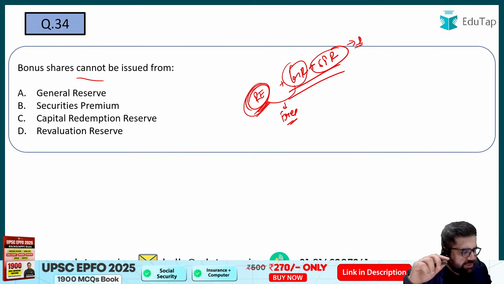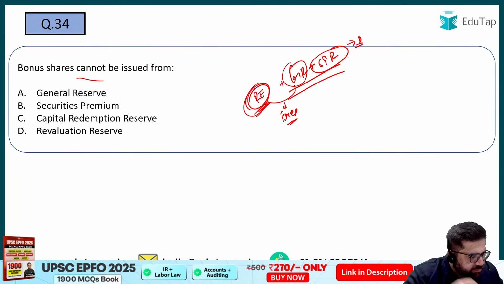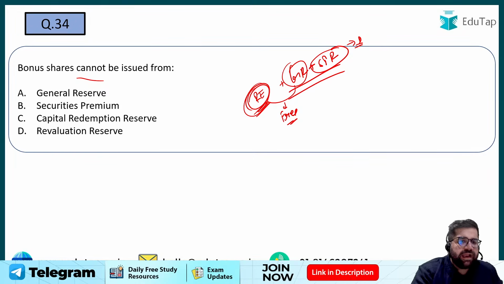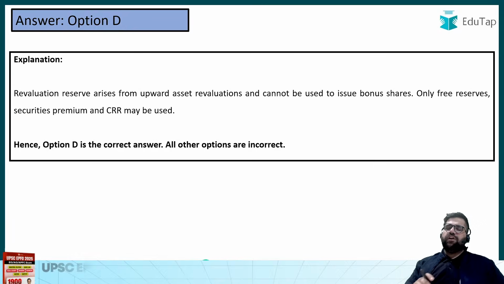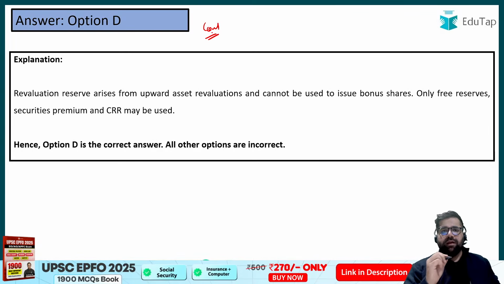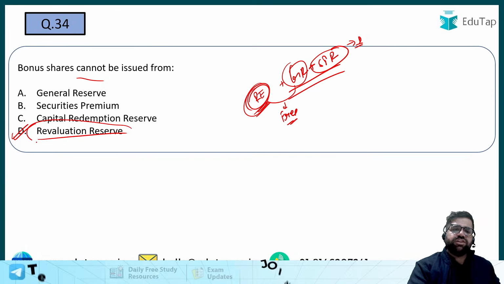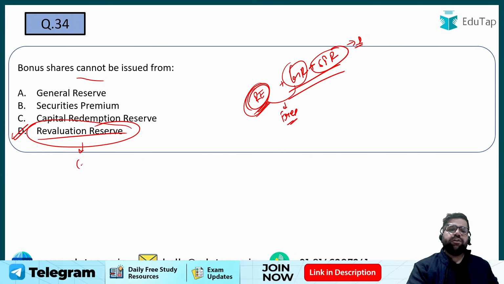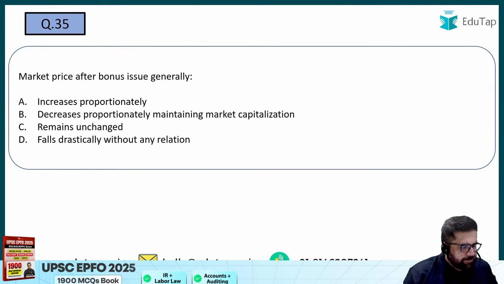Bonus shares cannot be issued from capital redemption. I can see some students are answering C, but the right answer will be option number D, revaluation reserve. You cannot issue bonus shares from revaluation reserves. This is mentioned under Companies Act also, right? So please remember that you cannot use your revaluation reserve, which is a part of capital reserve. You cannot use it. Simple. Theoretical stuff, but still people are going wrong.